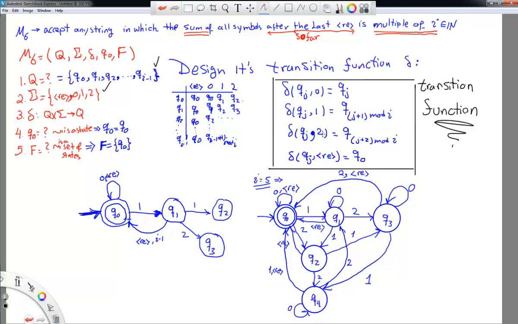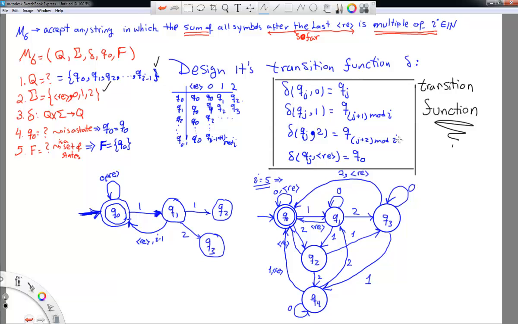With reading symbol 2, you go to Q sub j plus 2 mod I. So if you were in Q sub 0, you go to Q sub 2. If you were in Q sub 1, you go to Q sub 3. If you were in Q sub 2, you go to Q sub 4. If you were in Q sub I minus 2, you go to Q sub 0. If you were in Q sub I minus 1, you go to Q sub 1. So it's kind of like a circular pattern.